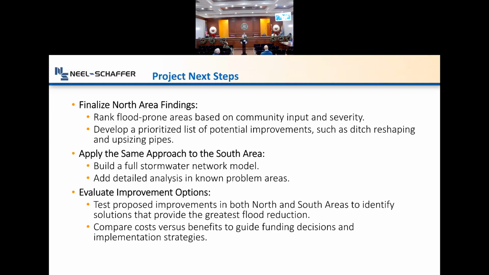And so some of the next steps also include evaluating improvement options. So we are going to test proposed improvements in both the north and south areas to identify solutions that provide the greatest flood reduction. And then with that, we're going to compare cost versus the benefit to guide funding decisions and implementation strategies. We know we can't fix everything, but we're going for the bang for the buck option here. Try to throw money at the thing that's going to make the largest difference in the areas that have some more severe flooding problems.